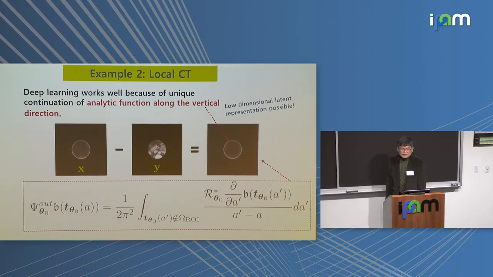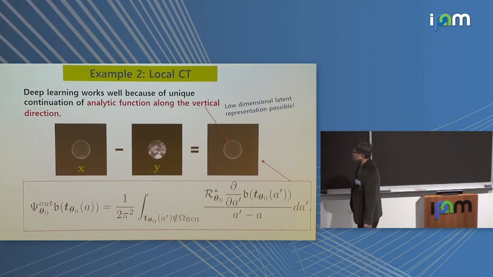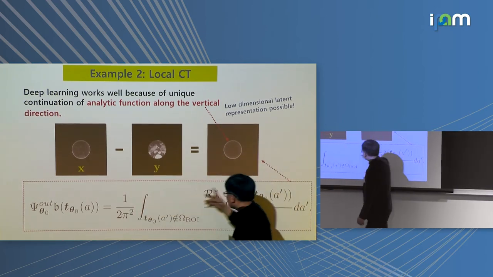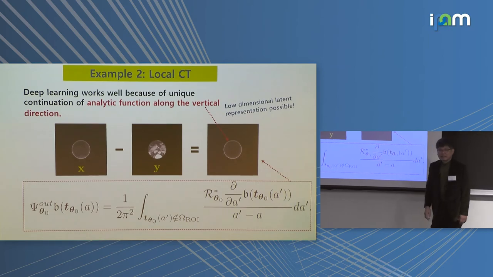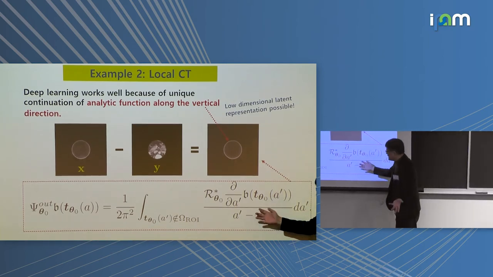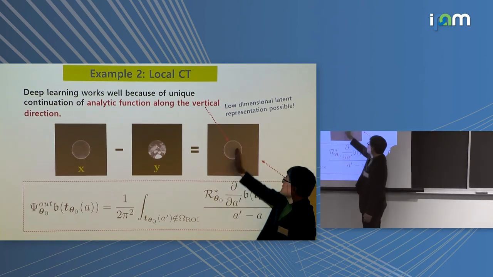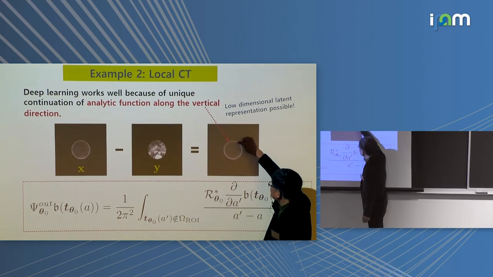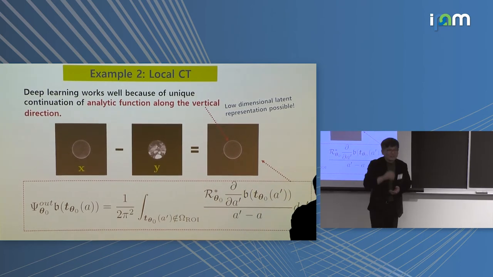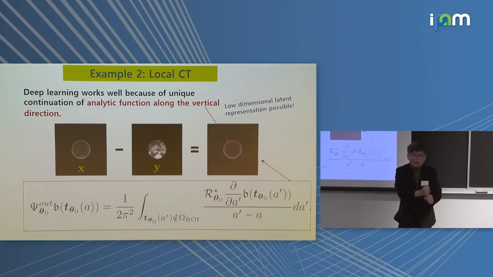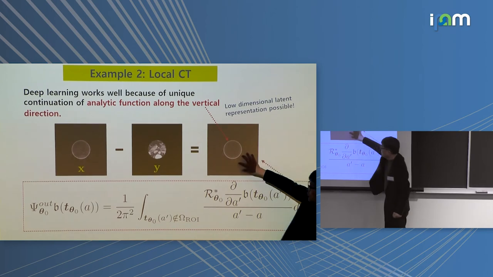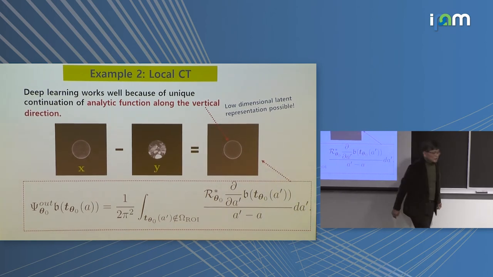And the local CT problem is that, look at this one, in this direction, this one is some kind of analytic. This one is somehow related to the Hilbert transform. This is analytic along this direction. The meaning of analytic is that a small amount of information determines everything. Analytic means the local information determines the global information completely. So it's low dimensional, so deep learning works very well.